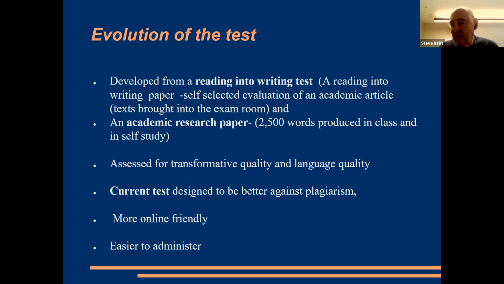Okay, so it developed from a reading to writing test. This was a self-selected evaluation of an academic article. We made them evaluate an academic article with text brought into the exam room. And then we asked them to write an academic research paper. This is 2,500 words produced in class. And it was assessed for transformative quality and language quality. Now, this has evolved into the current form, which is designed to be better against plagiarism. It's designed to be more online friendly and easy to administer.